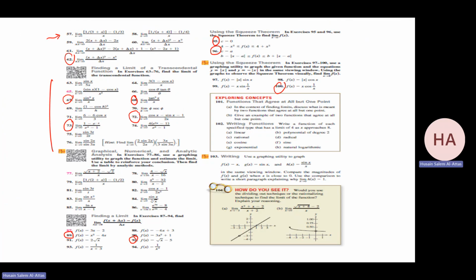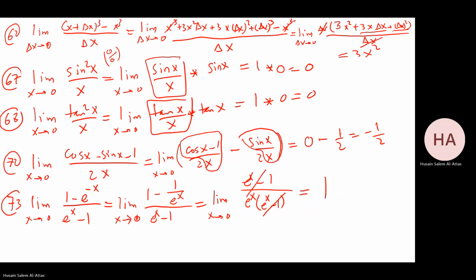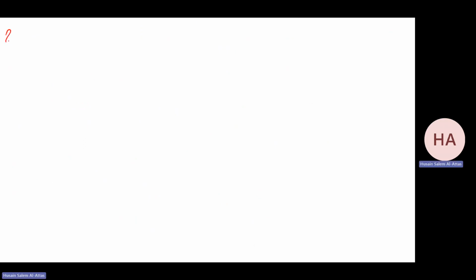Okay, this is 73. Now we'll move to this group, which is a little bit harder. It's not that difficult, but it has some ideas. Let me start with 80. Limit as x goes to 2 of (x to the power 5 minus 32) over (x minus 2). I need to simplify this. I don't know a formula for this one. So what shall I do?